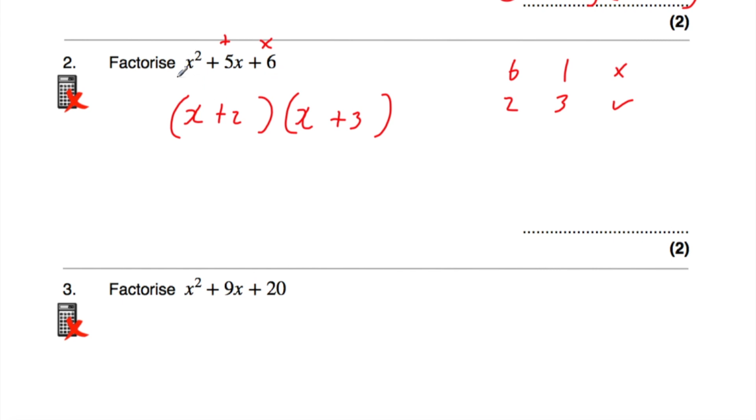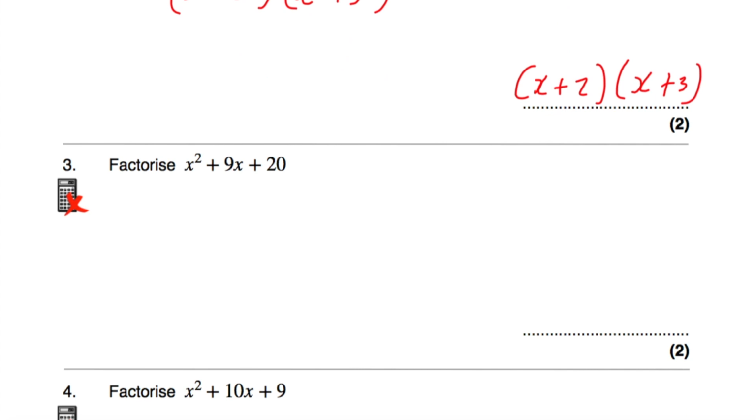So if we were asked to factorise x squared plus 5x plus 6, the answer would be (x plus 2)(x plus 3). And again, you could have it the other way around where you'd write x plus 3 and x plus 2, but it doesn't really matter which way you write them. So that's our answer. Okay, let's look at our next question, question number 3.